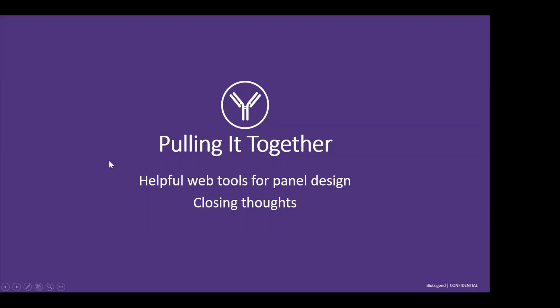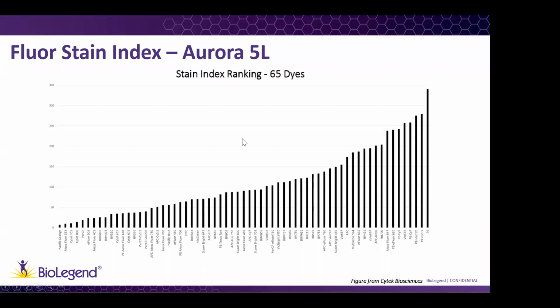So lastly, I would like to pull this together by showing some helpful web tools and then some closing thoughts about panel design. So if you are not sure which fluors are bright and which are not, this is a really good table to use. It's for the 5 laser Aurora and contains 65 dyes, and the higher the column, the brighter the dye. So for instance, here PE, that is normally the brightest, and then it goes all the way down to something that's really dim, like PerCP here. So this is something you maybe want to check.